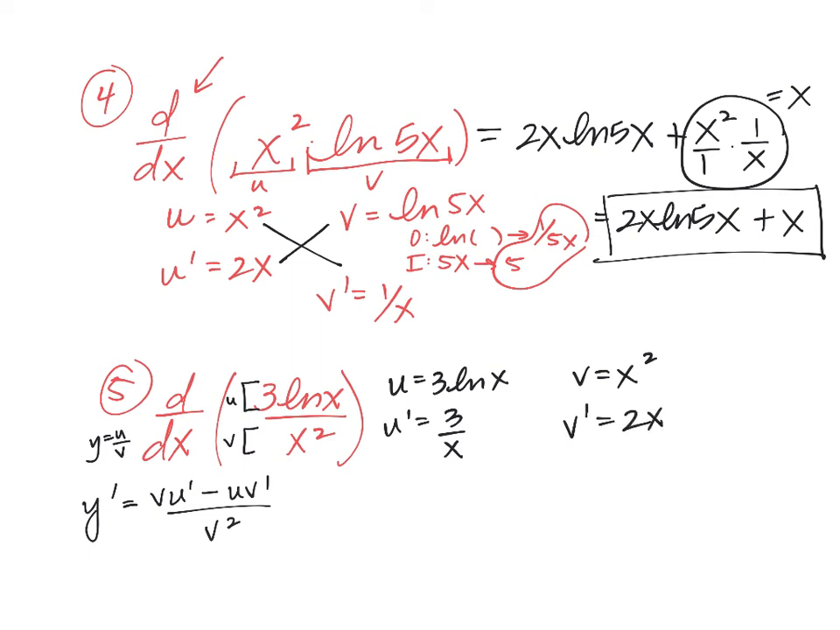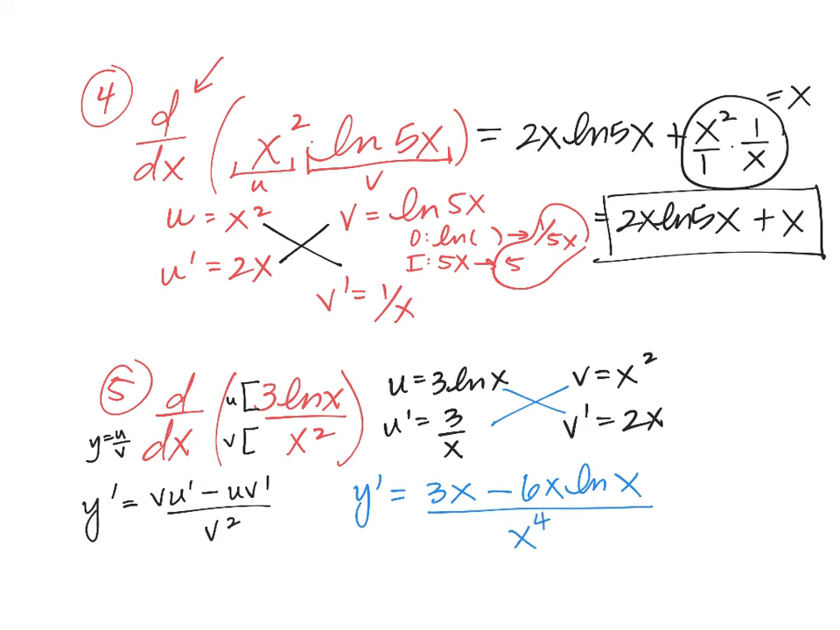So choosing another color just to make everything stand out. Y prime would be vu prime. Now I'm going to simplify this right away because I see that 3x squared over x would simplify to 3x minus uv prime, which will give me 6x natural log of x over the denominator squared, and x squared squared is x to the fourth.